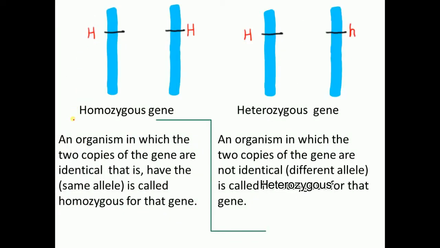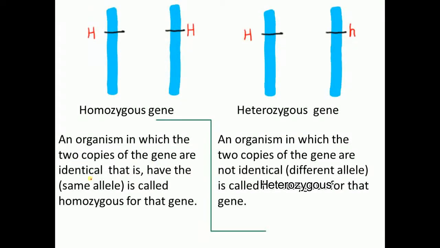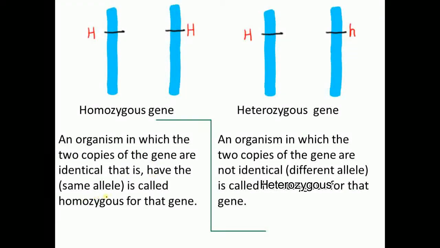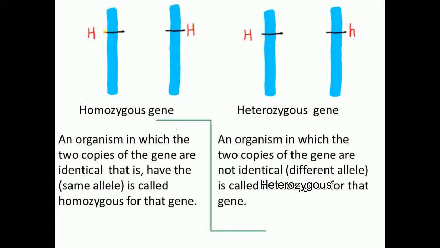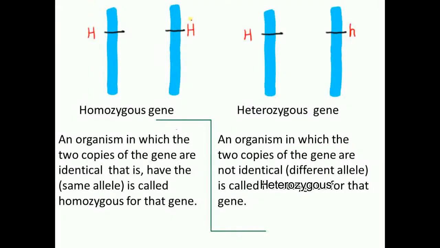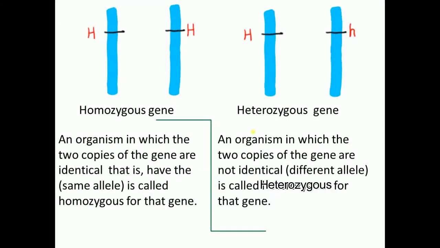So the two important terminologies which you may come across are homozygous and heterozygous genes. So what are they? Homozygous: an organism in which the two copies of the gene are identical, that is, they have the same alleles, is called homozygous for that gene. So what does that mean? It means that if one chromosome has capital H, the other chromosome also should have capital H. If one chromosome has small h, the other chromosome should also have small h.